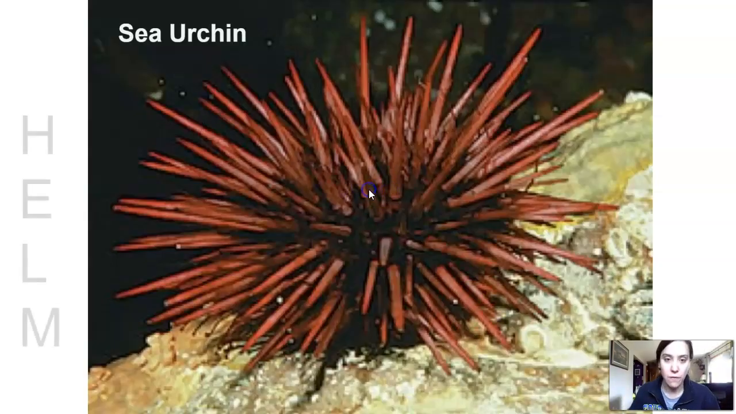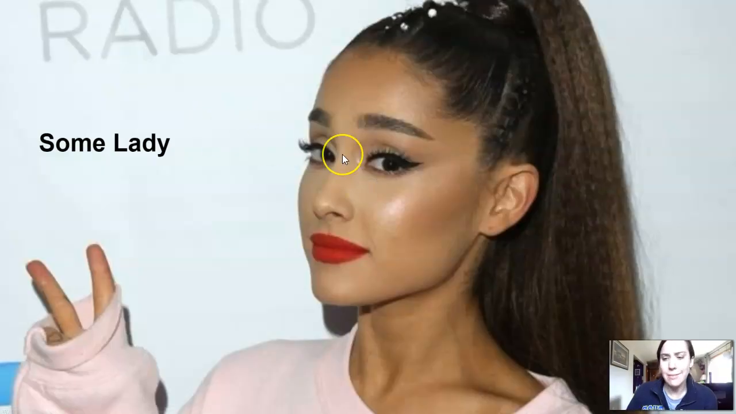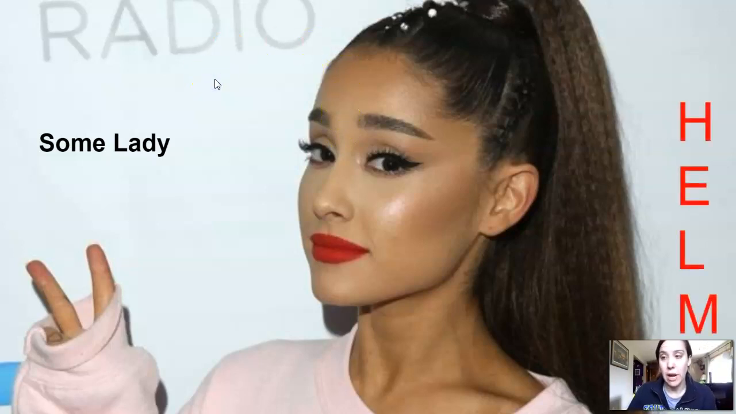Sea urchins. Yes, they're heterotrophic. They're eukaryotic. They lack a cell wall, and they are multicellular. So is a sea urchin an animal? Yes, it is. They're an animal, just like us, humans. We're animals. We're heterotrophic, eukaryotic, lack a cell wall, multicellular, and we move.